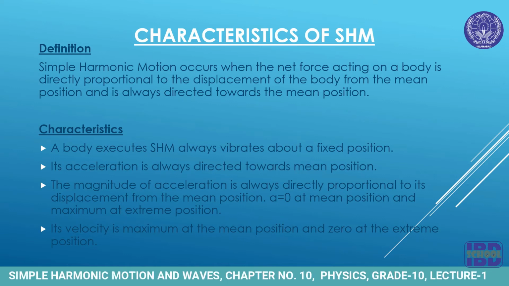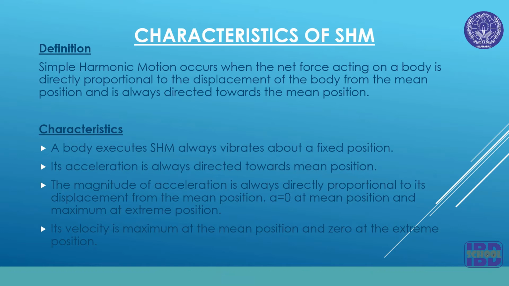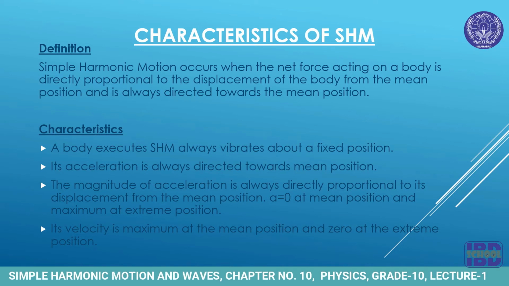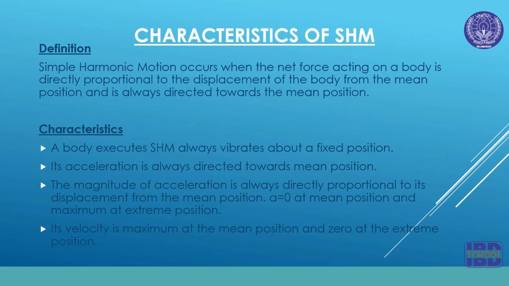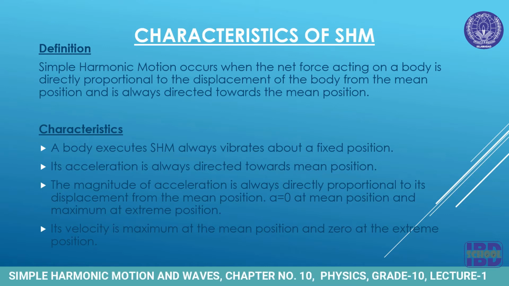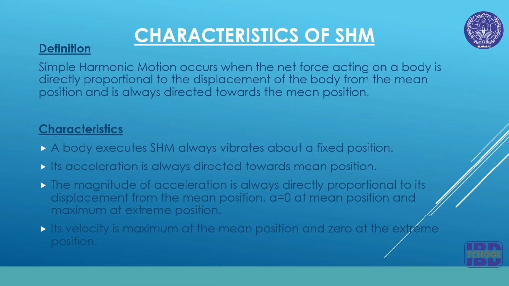The bodies which execute simple harmonic motion show these characteristics. Number one, a body executing simple harmonic motion always vibrates about a fixed position, and this fixed position is obviously the mean position or resting position of the body. Number two, its acceleration is always directed towards the mean position. Number three, the magnitude of acceleration is always directly proportional to its displacement from the mean position.